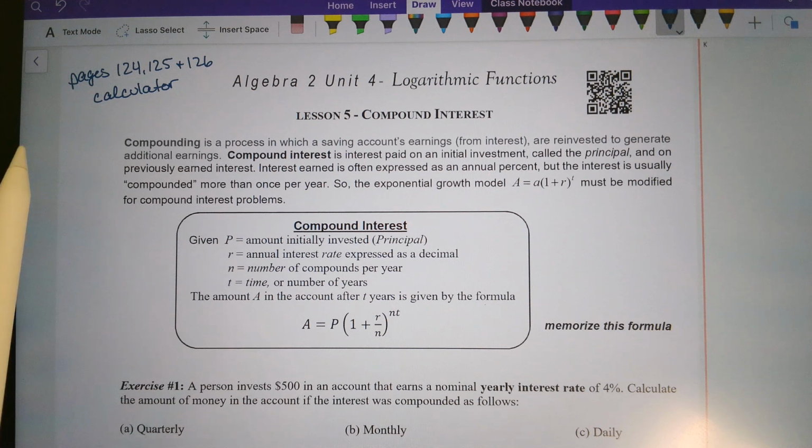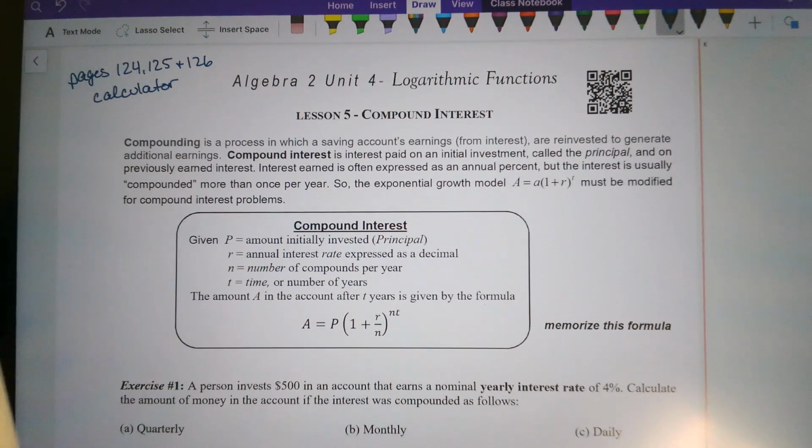Today we're covering pages 124, 125, and 126. So 3 pages to cover with today's video. You definitely want to have a calculator.